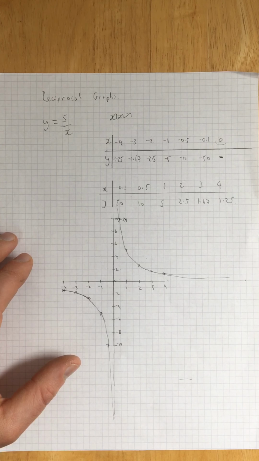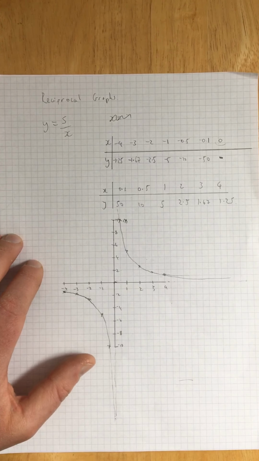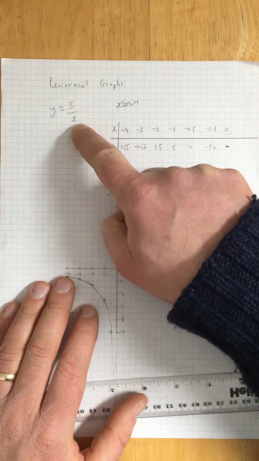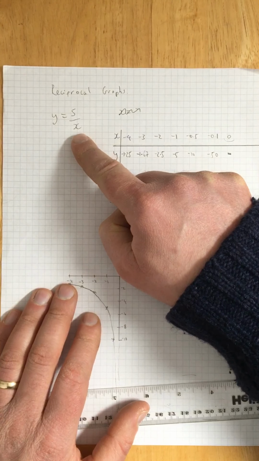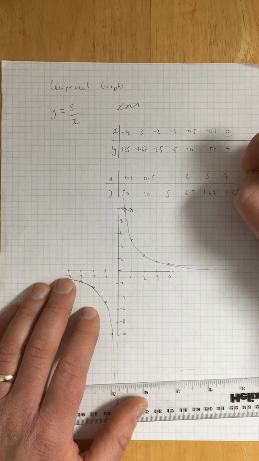Okay, so a little bit more explanation on reciprocal graphs. I've done here the graph for y equals 5 over x, just to point out the reason it's a reciprocal graph. When you look at the equation, it's because you've got an x on the bottom of the fraction. So as soon as you've got that, you know it's a reciprocal graph.